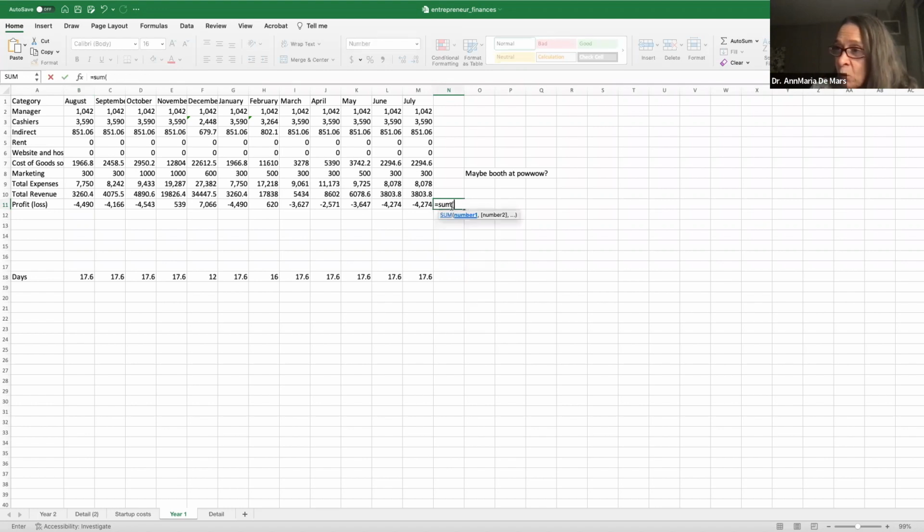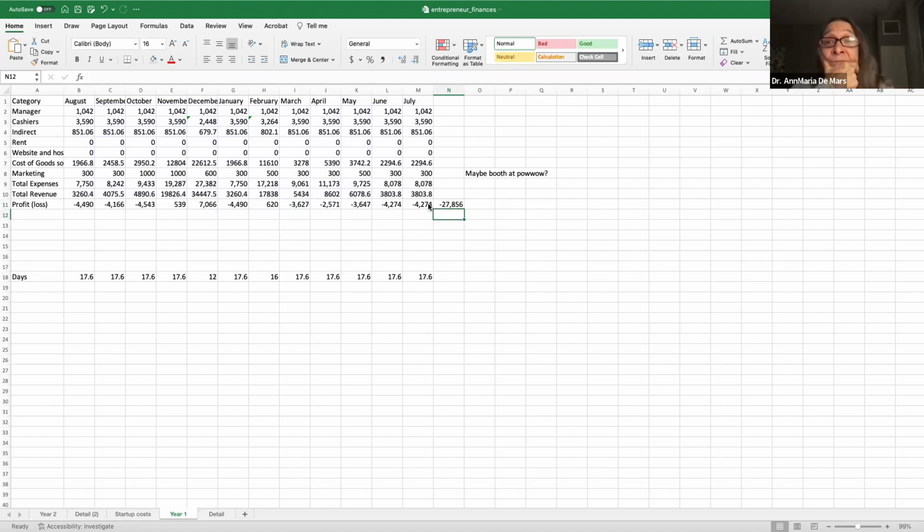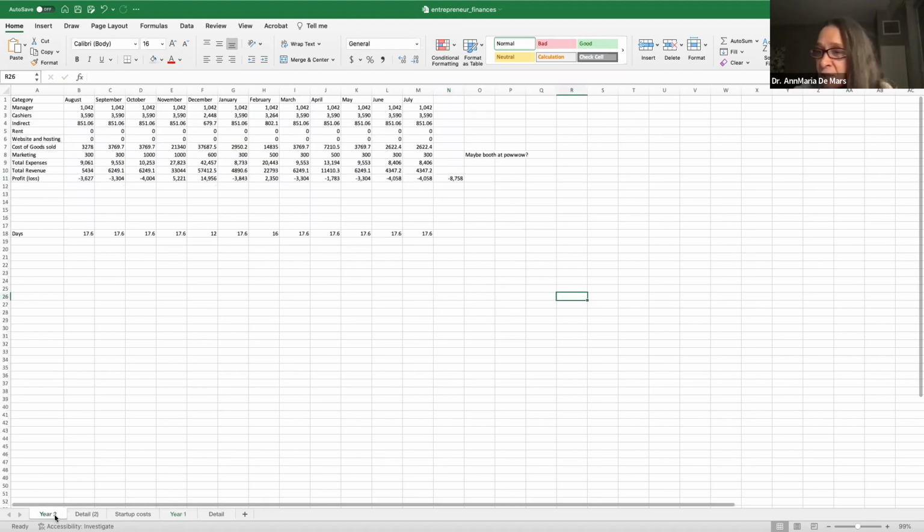I could do again, equals sum, and then drag over. You could also, if you just want to type it in, just do B11 and then a colon to M11 and see how it highlights the ones it's summing up. So it says my first year I'm going to lose $27,856. And so I thought, well, maybe I'll make money the second year. But it's not that uncommon that something loses money its first year.